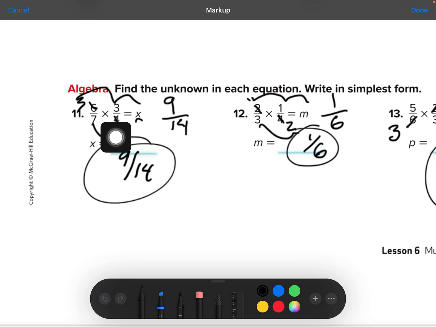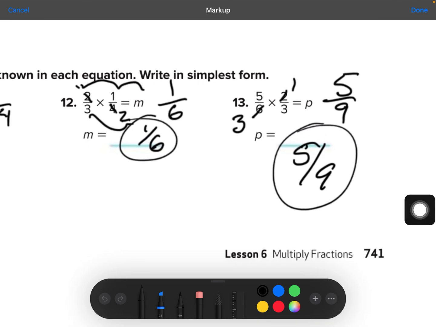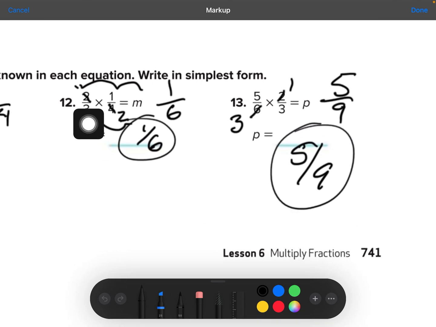Here we had lots of fun simplifying that we could do. 4 and 6 were even numbers, so 2 will go into 4 twice, and 2 will go into 6 3 times. So then we could do 3 times 3 is 9, 7 times 2 is 14, and we decided that was its simplest form.